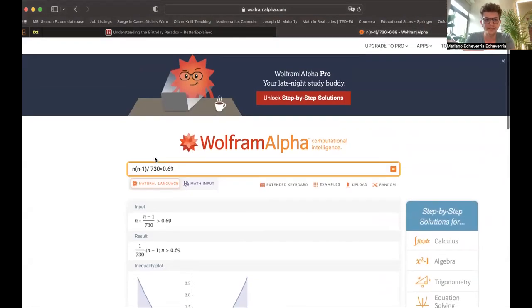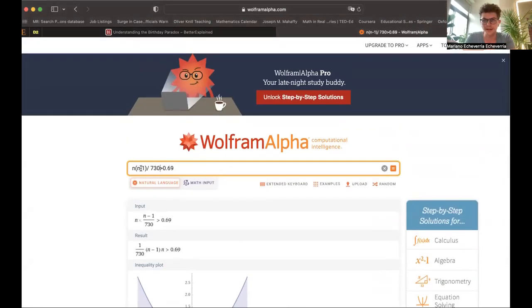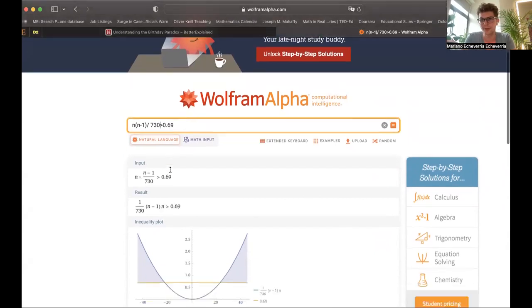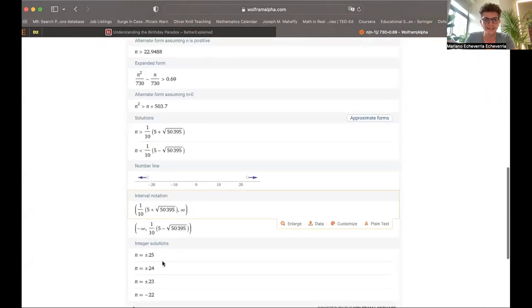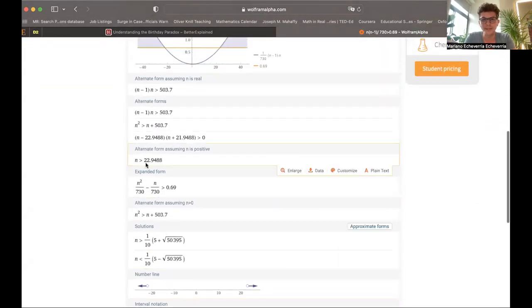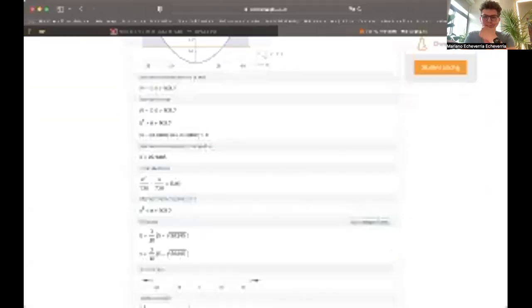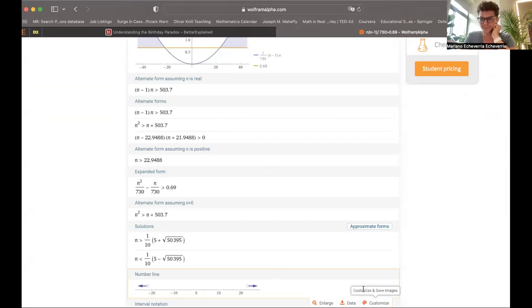N times n minus 1 over 730 has to be greater than 0.69, and that has to be greater than 22.94. So 23 is the first one that works.